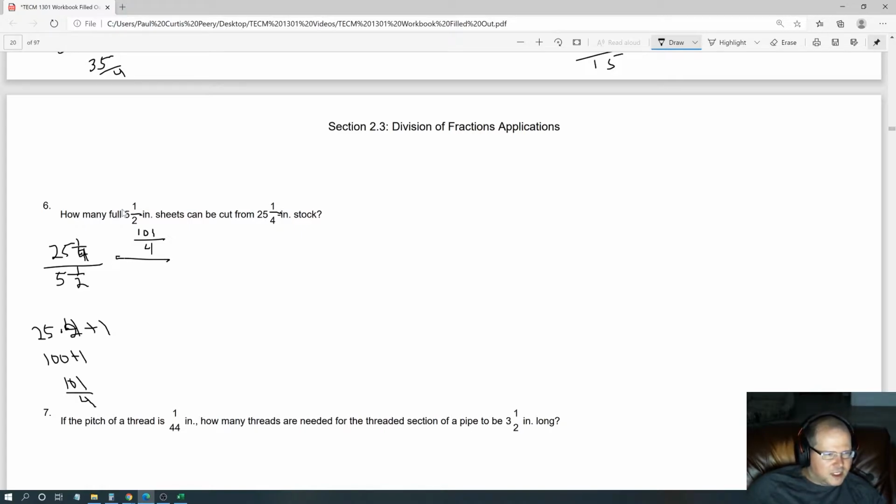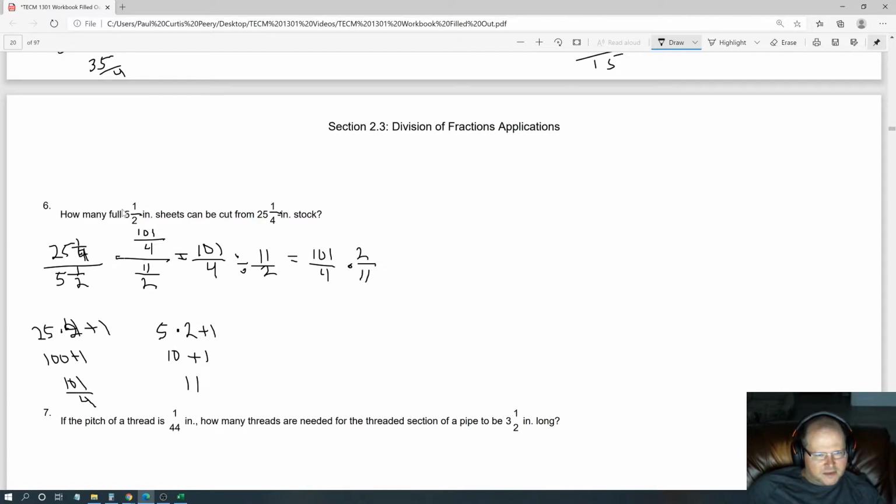Okay, so far so good. Now we go 5 multiplied by 2 plus 1. 5 times 2 is 10. 10 plus 1 is 11. So we write over here 11 halves. Now at that point, we can rewrite it as division. So 101 fourths over 11 halves is equal to 101 fourths divided by 11 halves, which is the same as 101 fourths multiplied by the reciprocal, which is 2 elevenths. So we have to flip that. The reciprocal is flipping the numerator and the denominator.